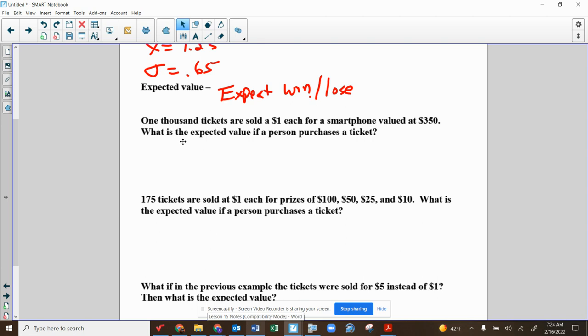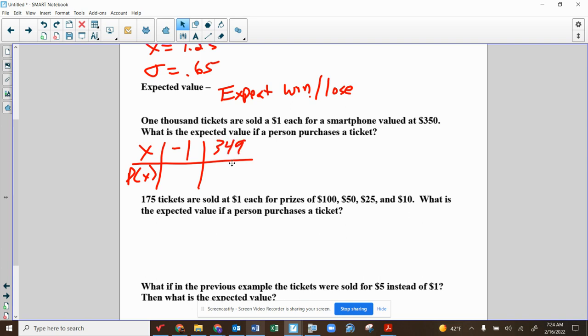All right. So 1,000 tickets are sold for $1 each for a smartphone valued at $350. That's a pretty cheap smartphone. What is the expected value if a person purchases a ticket? All right. So there are two outcomes here. One outcome is you could lose. So you'd lose your $1. The other outcome is you'd win. Now, if it's valued at $350, but you paid $1 to play the game, you've actually won $349.